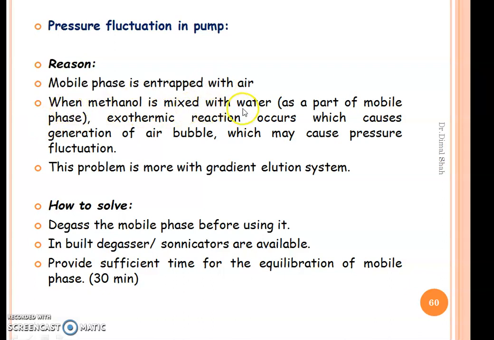When methanol is mixed with water, an exothermic reaction occurs, which causes generation of air bubbles. That is also the cause for pressure fluctuation. This problem is more observed with gradient elution systems, because two solvents are kept separately and in a gradient system they are mixed, where they mix with each other and there are chances of bubble generation. But most such gradient equipment contains an inbuilt sonicator, so the problem can be resolved.